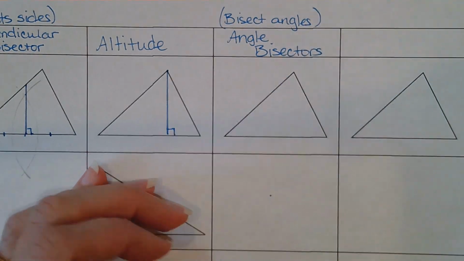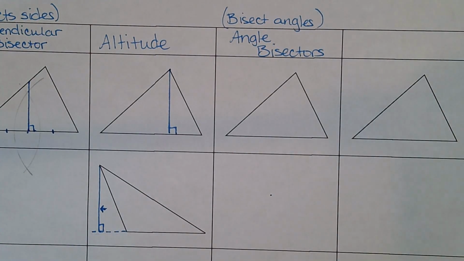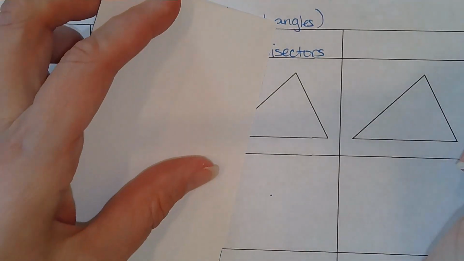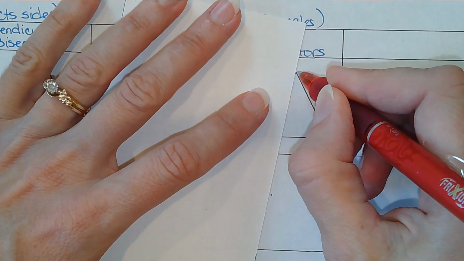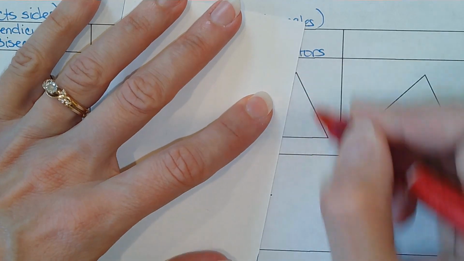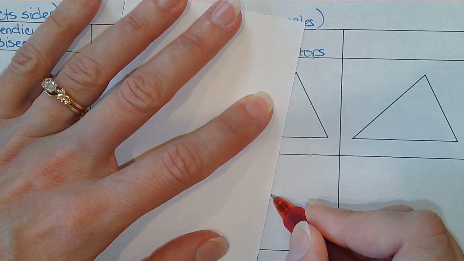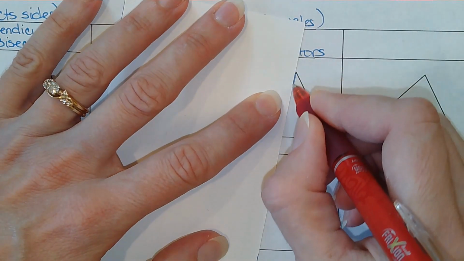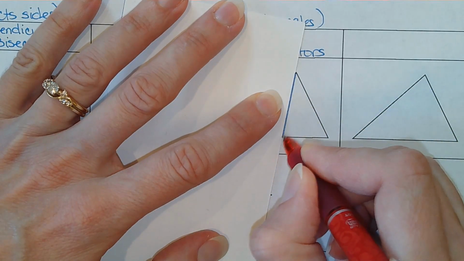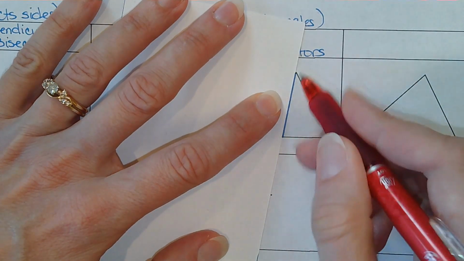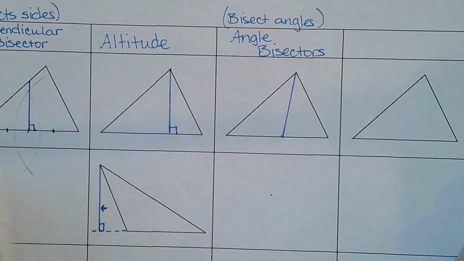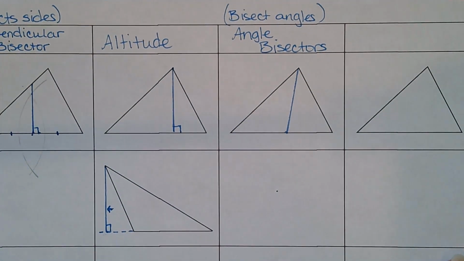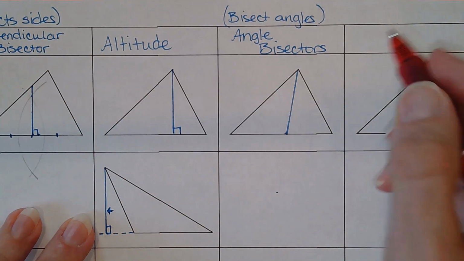With that dot, now I'm going to come back. I can take my ruler, I can take the side of my protractor, I can take my note card, any of these things. I'm going to line up the vertex that I just measured, that angle I just measured, with the dot that I made down here. And I'm going to draw in that angle bisector. I only need it to go through the triangle. I don't need it to come all the way down to the dot that I made. Okay, so there is my angle bisector.